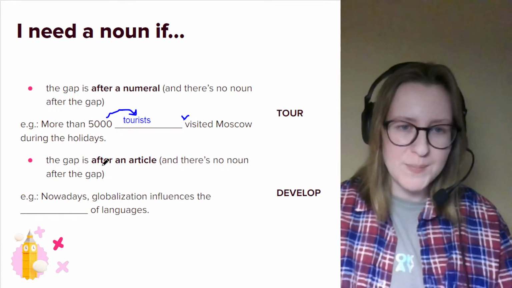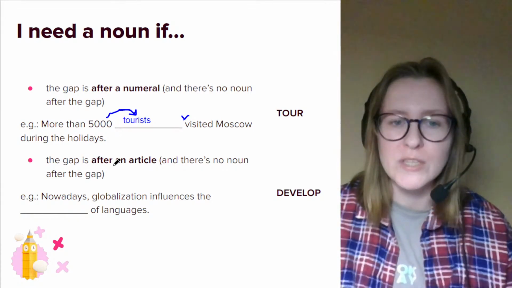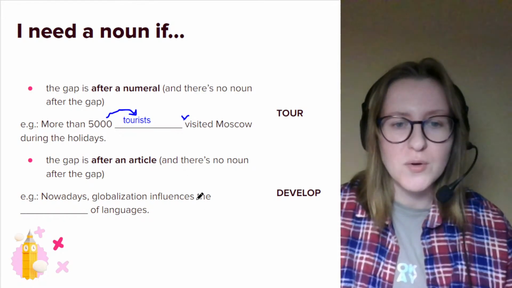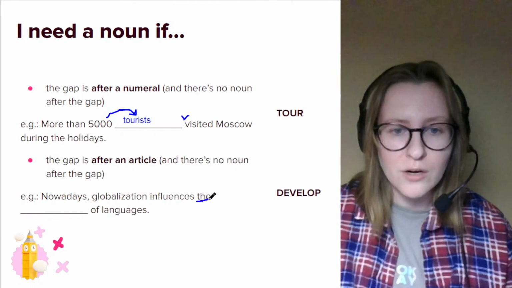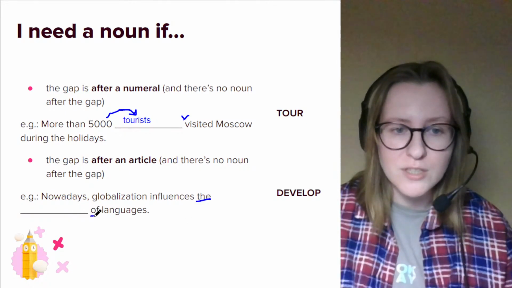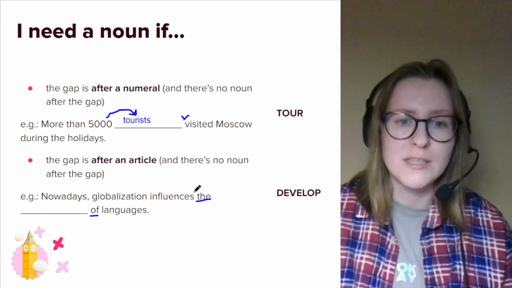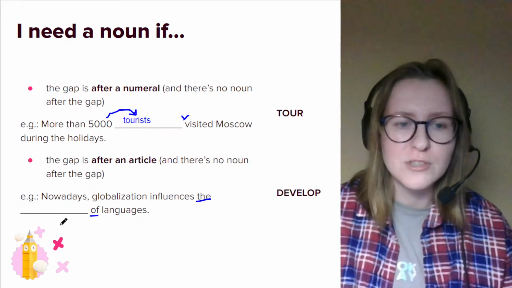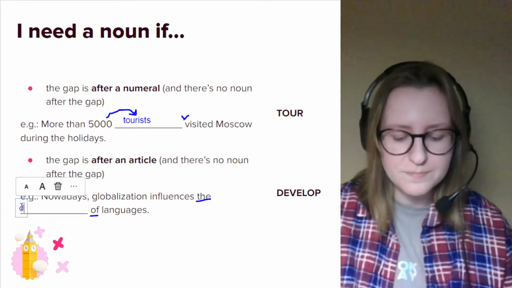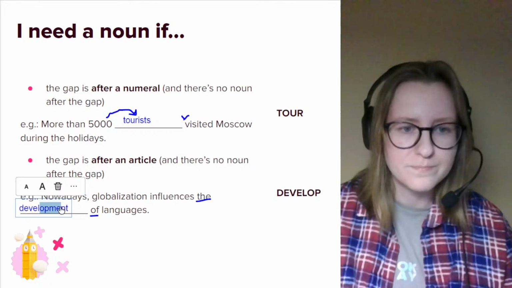Okay, and one more. The gap is after an article. Of course, articles always determine nouns, right? So if we have the, like here in our example, and we don't have a noun after the gap, then we need a noun. Nowadays, globalization influences the development of languages. All right, here we go.